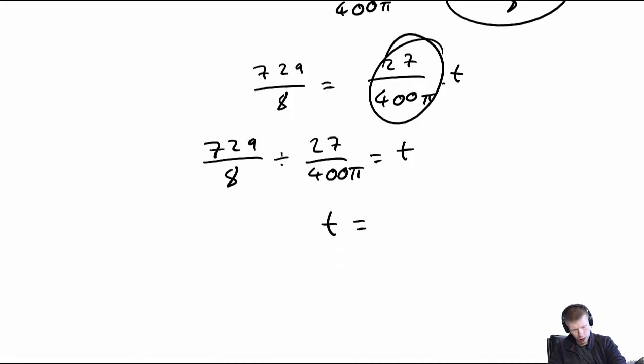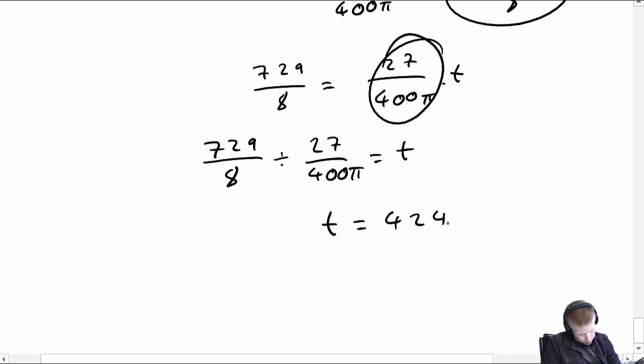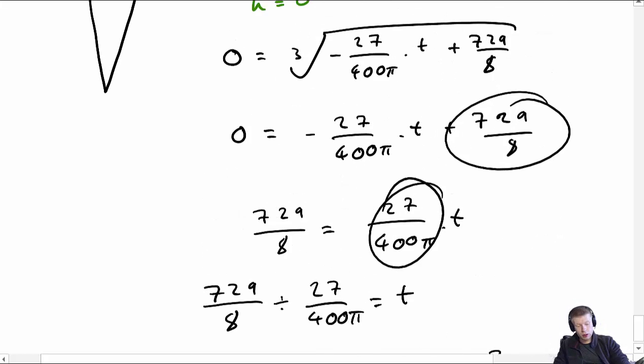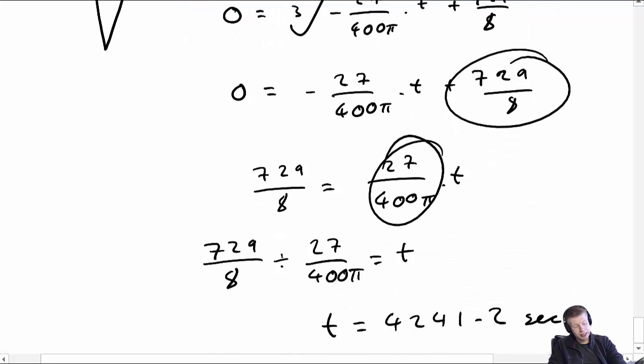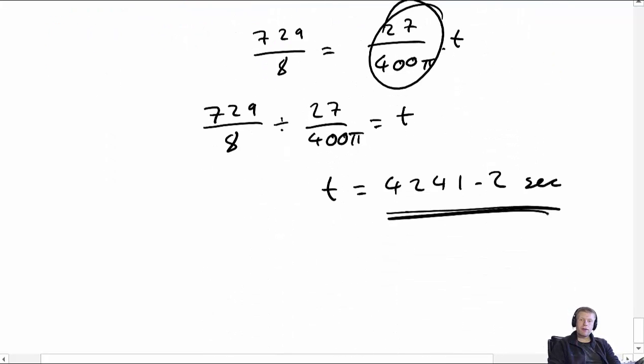Stick all that into your calculator, and we get t equals 4,241.2, but remember that's in seconds. To be honest, they haven't told us... oh, no, they have. They've told us to give it to the nearest minute. So now we need to take all of that and convert it back into minutes. How are we going to convert 4,241.2 into minutes?